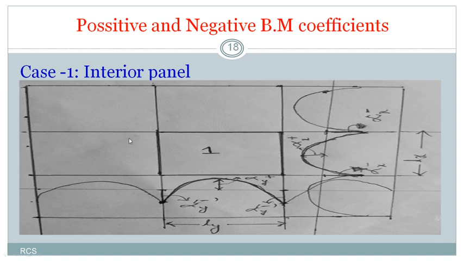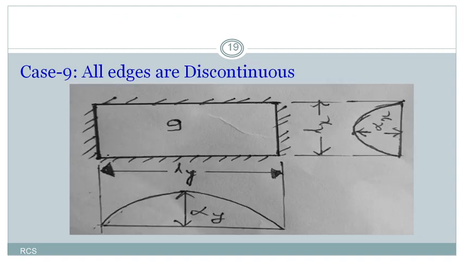So this is one particular case. I am choosing some typical cases, like where we have two positive bending moments and two negative bending moments, where we have only one positive moment, and where we have all positive moments. Those cases I have considered. So next, case number 9, all edges are discontinuous, right? So this is discontinuous, there is no further continuation of the slab span. So if this is the Ly direction, the longer direction, this is the Lx direction, the shorter direction.